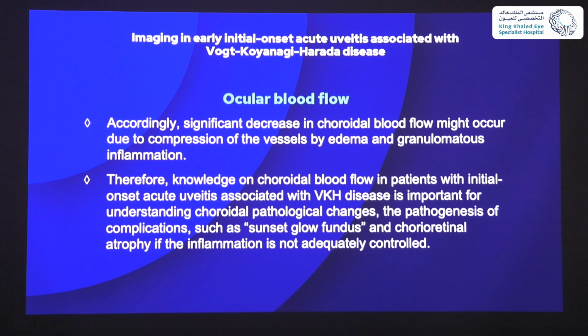Therefore, a significant decrease in choroidal blood flow might occur due to compression of the vessels by edema and granulomatous inflammation. Therefore, knowledge of choroidal blood flow in patients with initial onset VKH disease is important to understand choroidal pathological changes and the pathogenesis of complications, such as sunset glow fundus and chorioretinal atrophy, if the inflammation is not controlled.